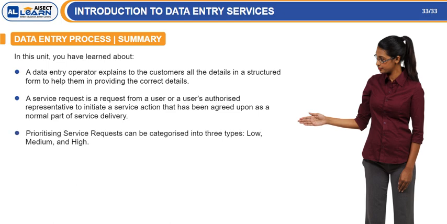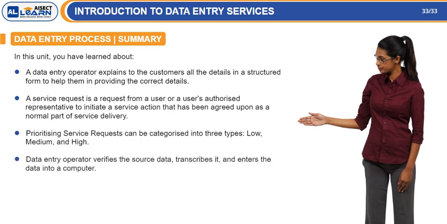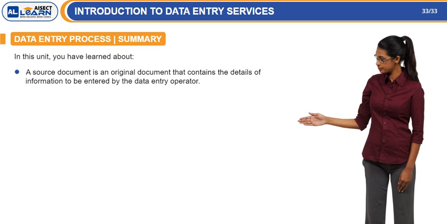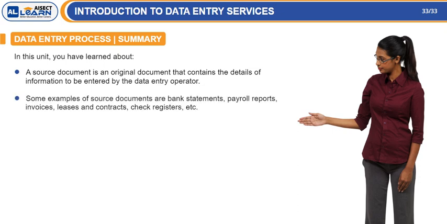Prioritizing service requests can be categorized into three types: low, medium, and high. Data entry operator verifies the source data, transcribes it, and enters the data into a computer. A source document is an original document that contains the details of information to be entered by the data entry operator. Some examples of source documents are bank statements, payroll reports, invoices, leases and contracts, check registers, etc.